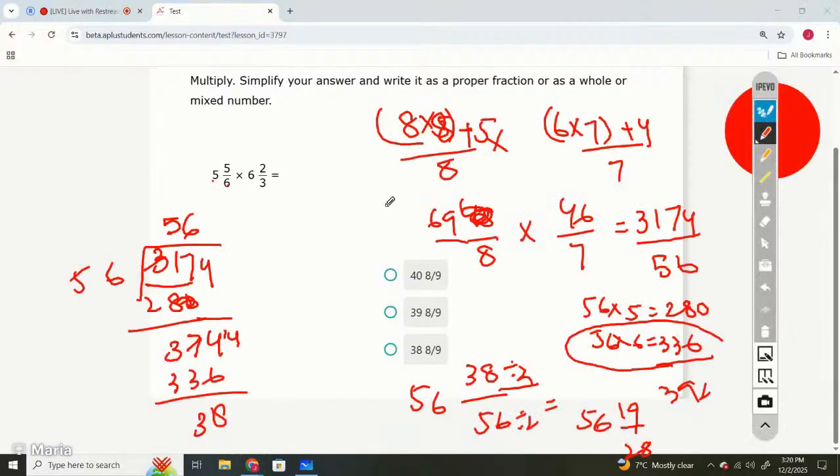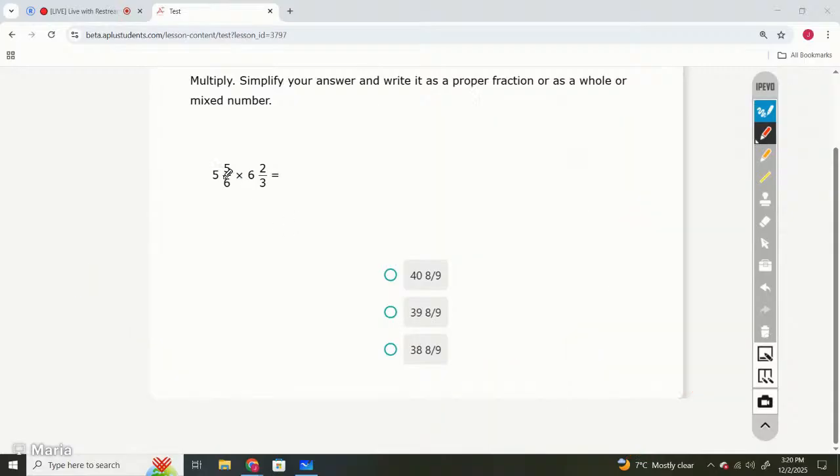Five whole 5 by 6 times 6 whole 2 by 3. So that is 6 times 5 is 30 and 5, 35 by 6. 6 times 3 is 18, 19, 20 by 3. Right? I simply converted them.